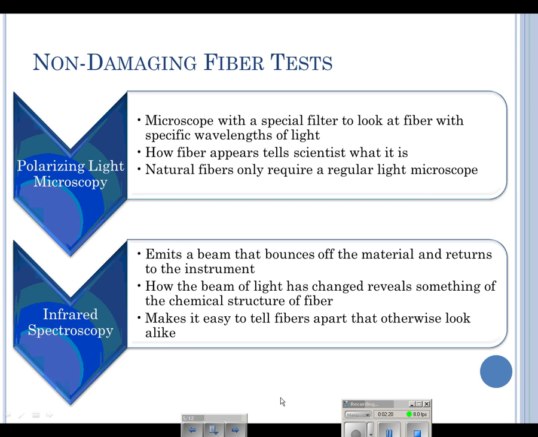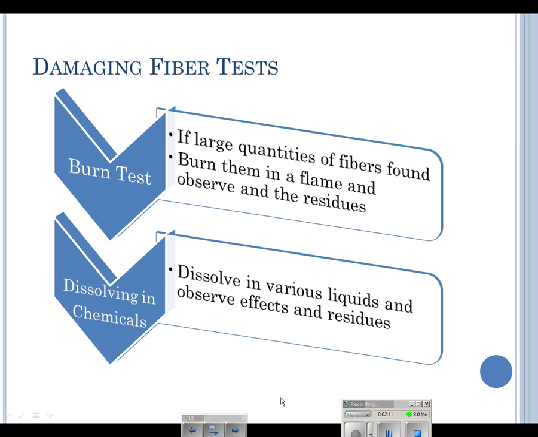And infrared spectroscopy. This process emits a beam that bounces off the material, kind of like radar, and returns to the instrument. And how the beam of light has changed reveals something about the chemical structure of the fiber. And again, there would be reference samples, so the behavior would be compared to the behavior of knowns to decide what it is. And it makes it easy to tell fibers apart that otherwise look alike.